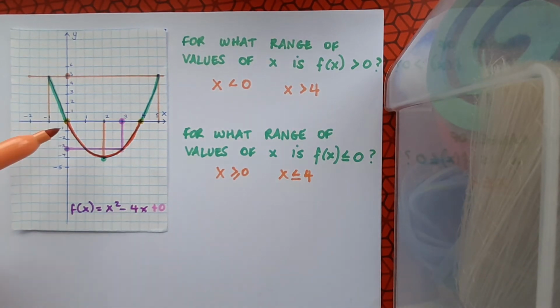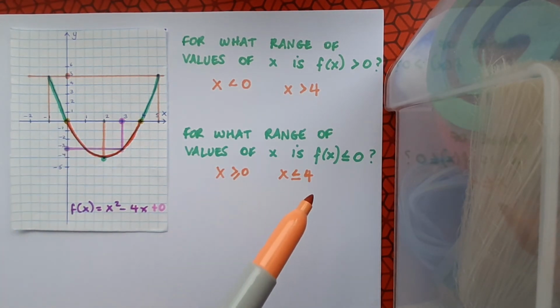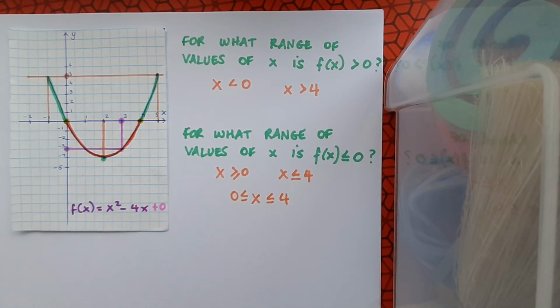Also notice that it's just one region of my curve that I've highlighted. So I can actually run these together in one statement if I like. I can write my answer as 0 less than or equal to x less than or equal to 4. And when I write something in this way, it just means the x values between 0 and 4 are where I am below the x-axis.